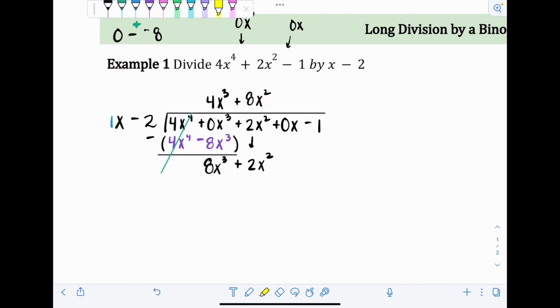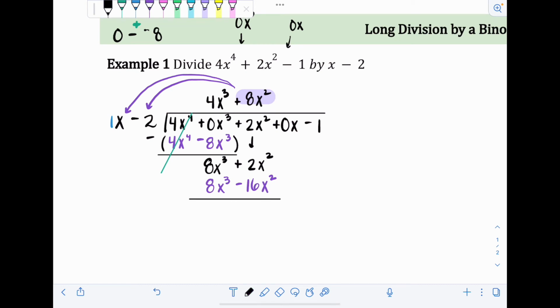So that's how we get the 8x squared up there. And then now that I have that new term at the top, I take that new term, 8x squared, only that one, not the 4x cubed, and I multiply it by this whole thing. So I would do 8x squared times x, which is 8x cubed. And then I would do 8x squared times negative 2, which is negative 16x squared. And then now I subtract that lower line. So same thing, I like to put parentheses around it just to remind myself. These should be the same because I want something minus itself to cancel out that first term.